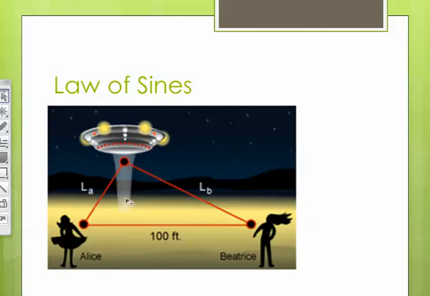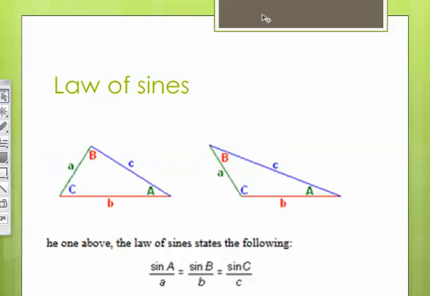And so here's an example of the law of sines. I've got two people, Alice and Beatrice. They're 100 feet apart, and they're wanting to know how far it is from Alice to the top of this tower and from Beatrice to the top of this tower. Well, we're going to show how we can do this with the law of sines, okay?